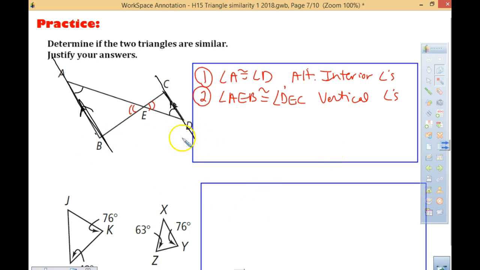So now we can write down, therefore, triangle, and if we are looking at it A to E to B, is similar to triangle DEC, because we had how many angles congruent? 2 angles are congruent.